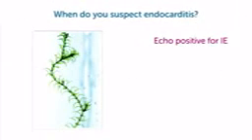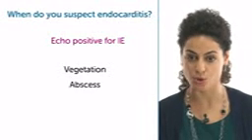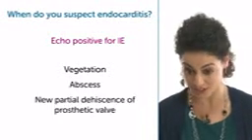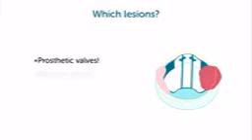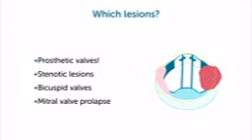Echo can help you. When you find a positive echo for infective endocarditis, the diagnosis is really almost done. What can you find? Well, vegetation, abscess, as we showed you, or new partial dehiscence of a prosthetic valve. So in which lesions do you have a higher probability of developing endocarditis? Well, apart from prosthetic valves, it's stenotic lesions, bicuspid valves, or a mitral valve prolapse. So for you to remember, every kind of lesion where you have high velocity jets.